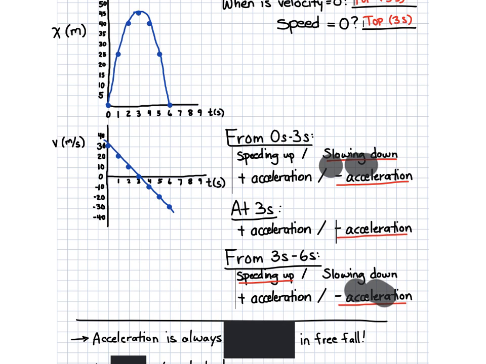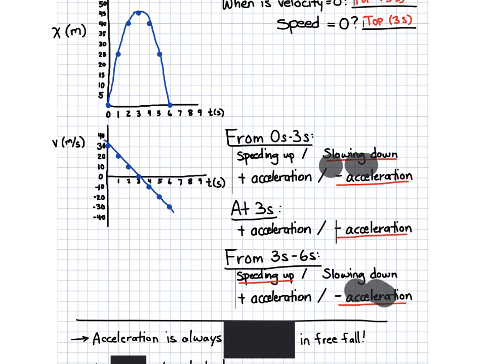So the negative acceleration doesn't really mean that it's speeding up or slowing down. The negative acceleration means the slope of the velocity graph is a negative slope. Got that? Even right here, when the ball's at the very top, what's the acceleration? Negative. The velocity is 0, but the acceleration is negative. You guys got it? All right, so we're going to use these ideas to solve problems.